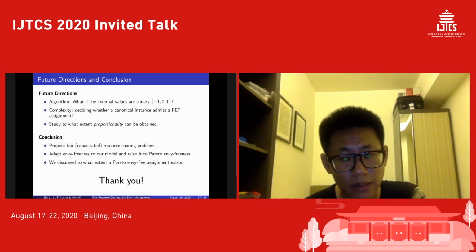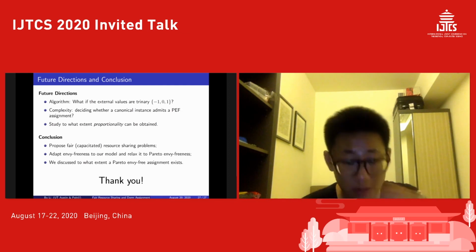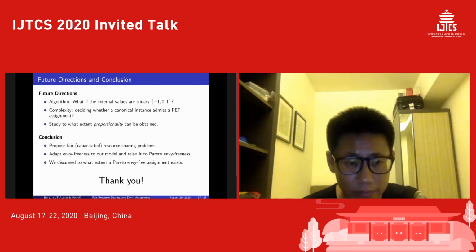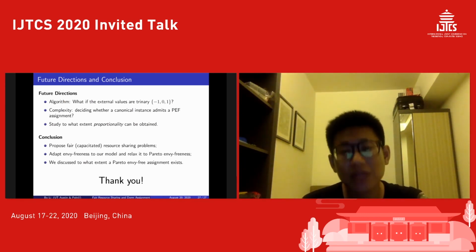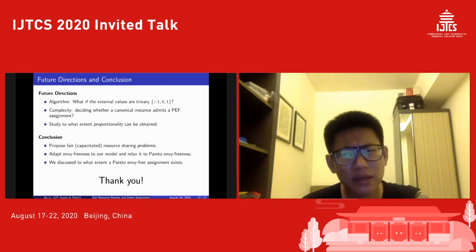Okay, so there's another question. You mentioned C equals 2. So what about C equals 3? Is there any similar result, or will it be NP-complete? When the capacities are all 3, we have some examples where there is no Pareto envy-free assignment. But our proof is for very large capacity. So I'm still not clear whether for capacity 3 it is NP-complete or not.